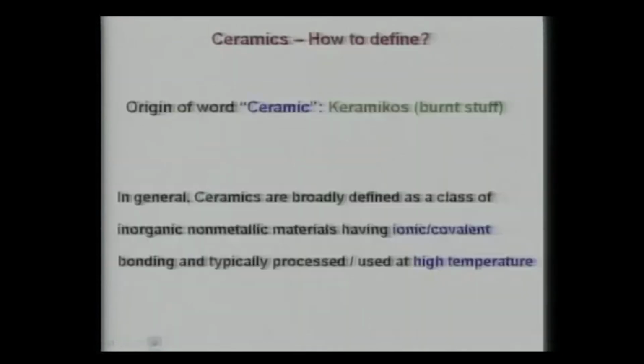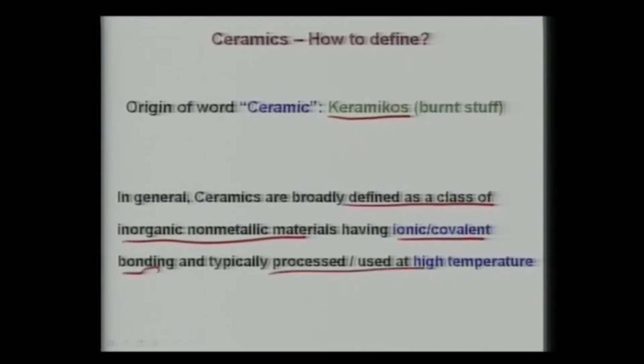Now the word ceramic is derived from the Greek word keramikos, that is, burnt stuff, and ceramics are broadly defined as a class of inorganic non-metallic materials having ionic or covalent bonds and typically processed or used at high temperature. This is the very formal definition of ceramic based materials. So that means it is a purely inorganic material with ionic or covalent bonding, and it is typically used or processed at high temperature.